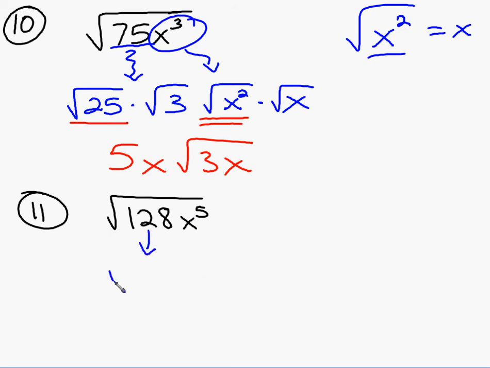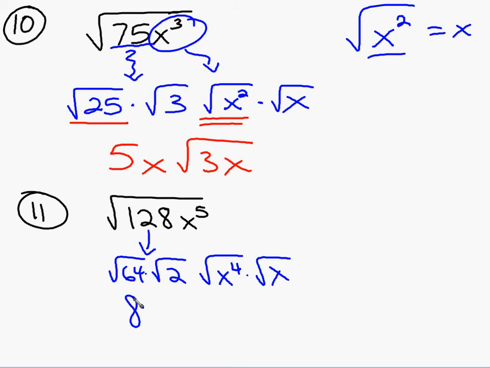128 becomes the square root of 64 times the square root of 2. With x to the 5th, we want to break it up into an even power times whatever's left. So the square root of 64 is 8. The square root of x to the 4th is what? X squared, very good. Everything else stays inside. The square root of 2x, because those things are not perfect squares. They can't come out of the radical. Okay?